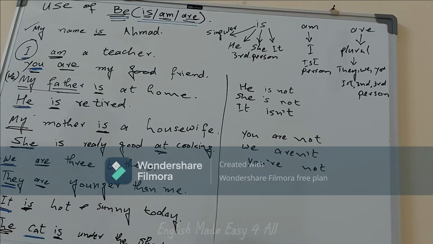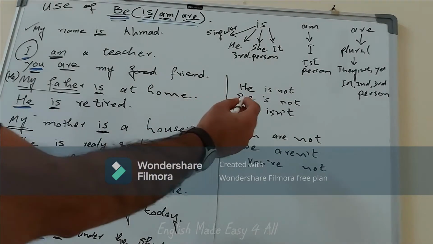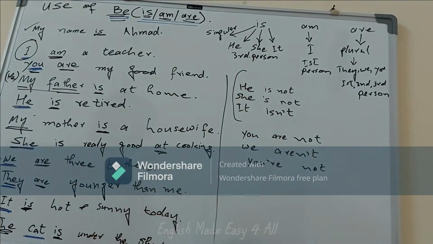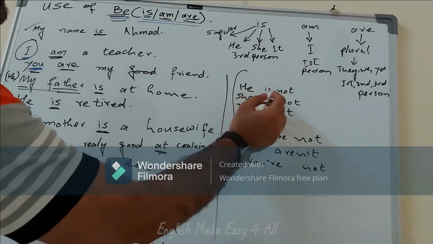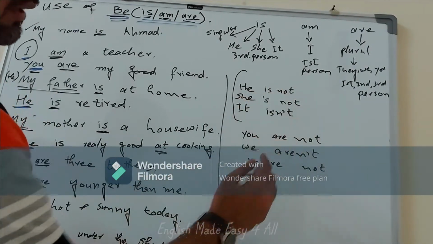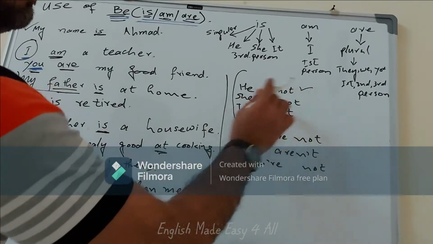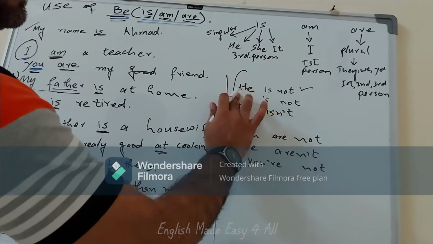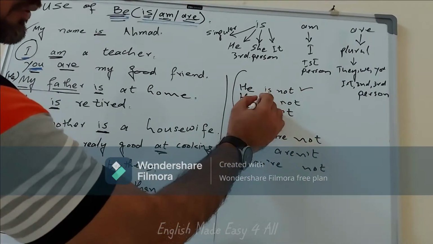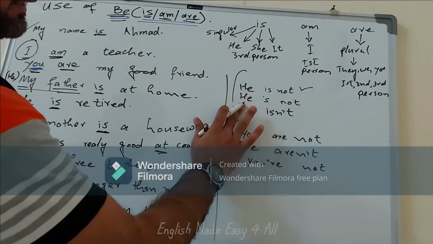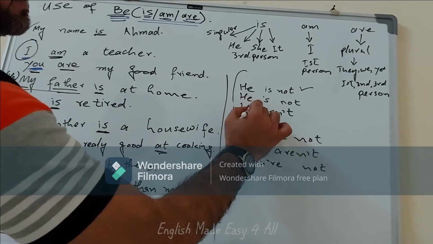Okay. Now I want to show you these contractions, how we can write he is not. We can learn how to make contractions. This is the full form, and then you can also write he's not. He apostrophe s, he's not. And we can also say he isn't.